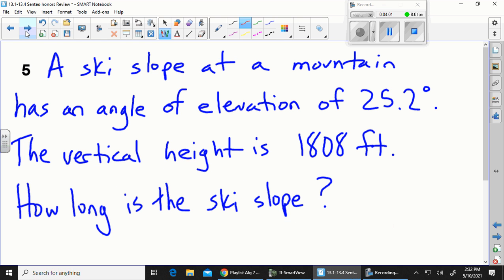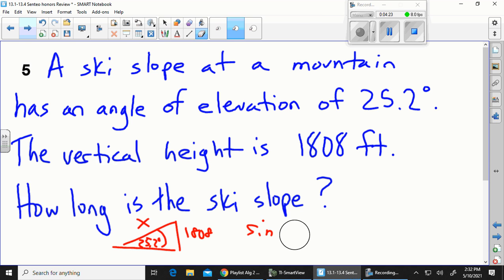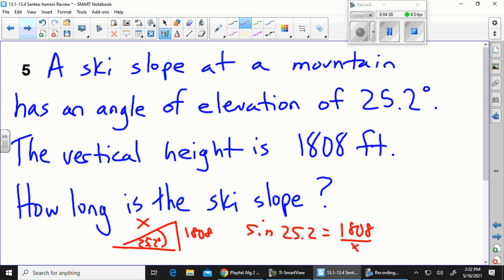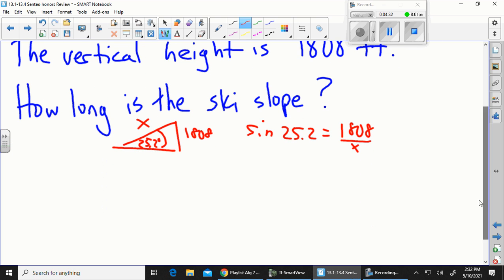Number 5, angle of elevation. Vertical height is 1808. How long is the ski slope? So that would be 1808 height. Angle of elevation is down here, 25.2 degrees. Ski slope is there. So I would have opposite over hypotenuse. Sine of 25.2 equals 1808 over x because it's opposite over hypotenuse.